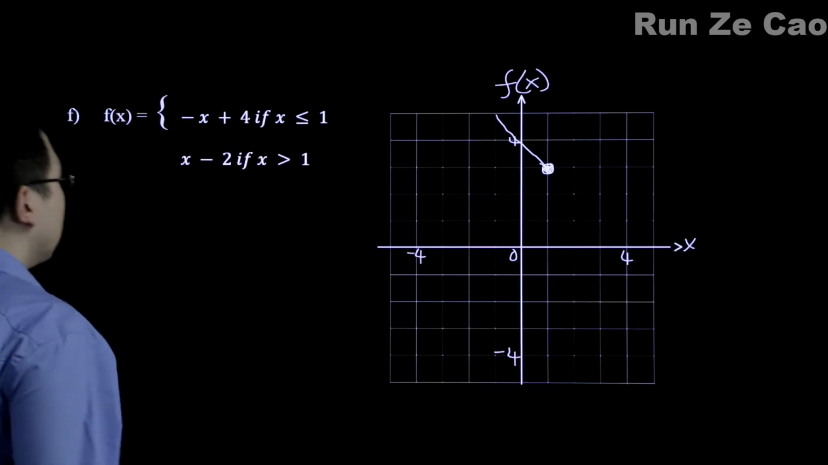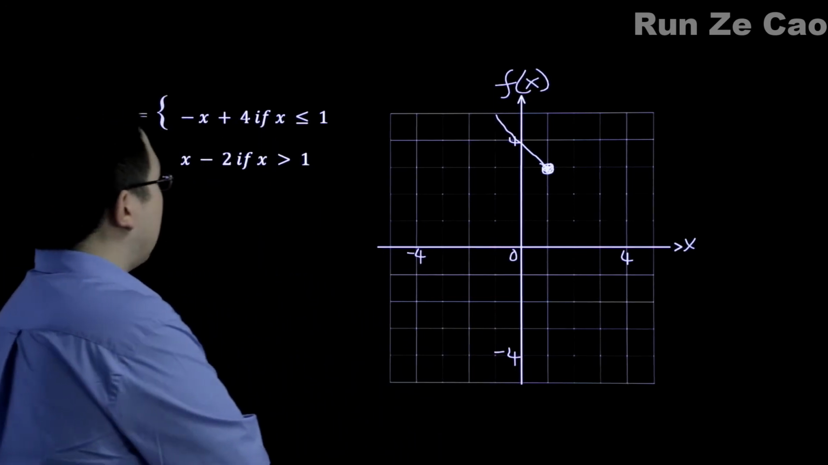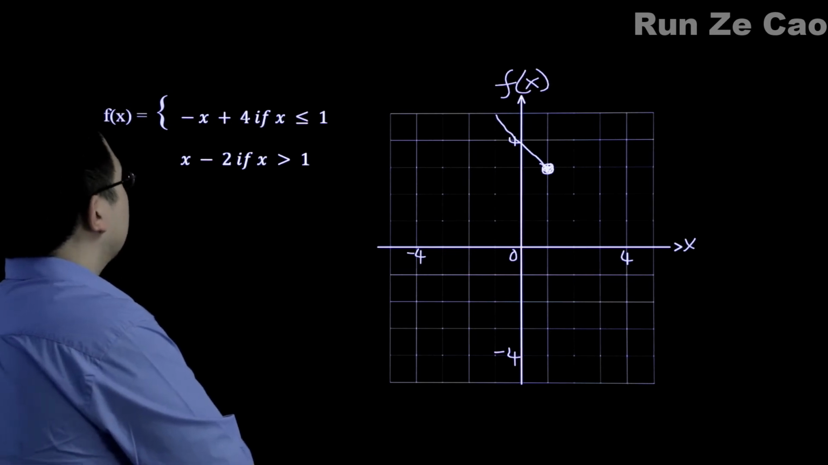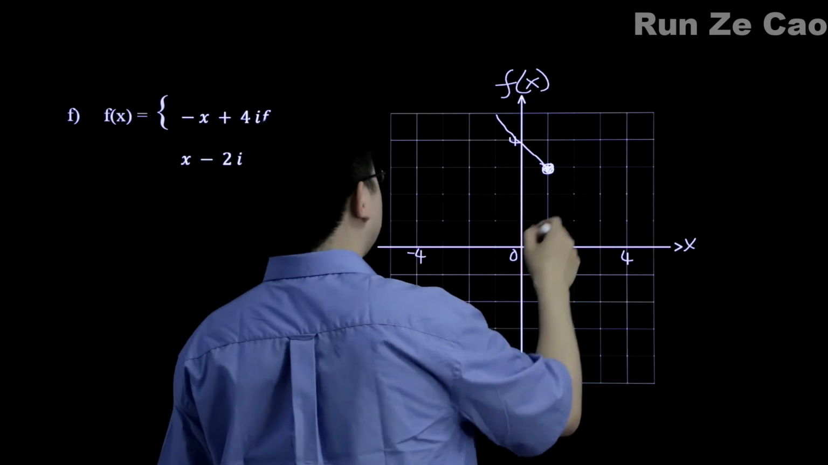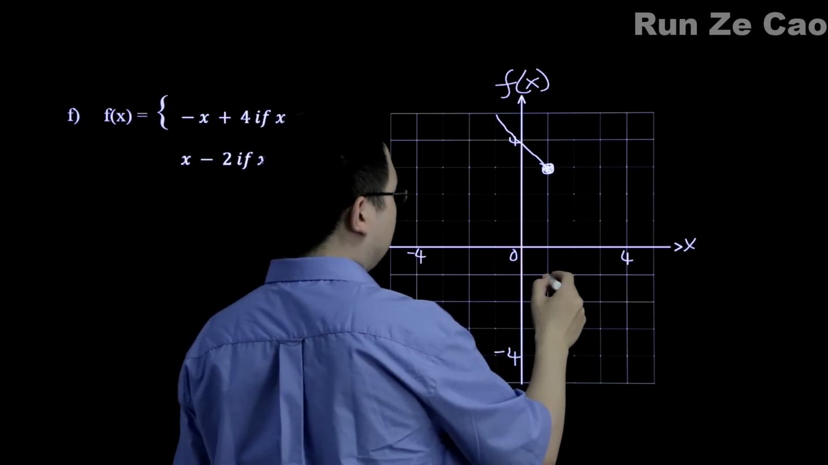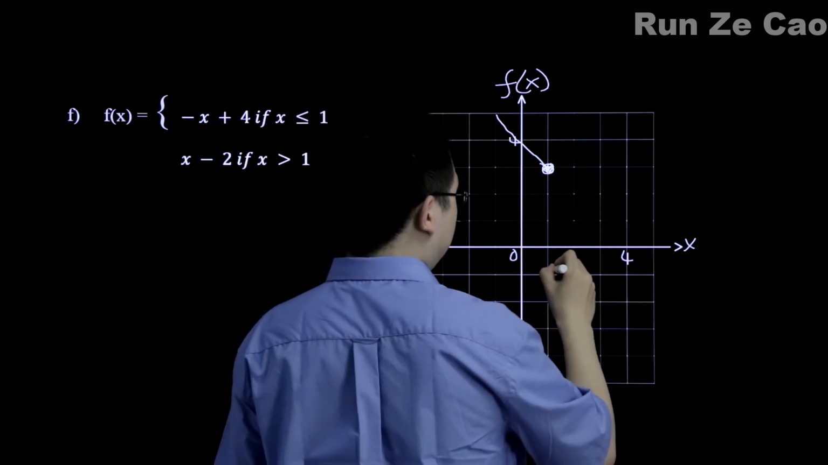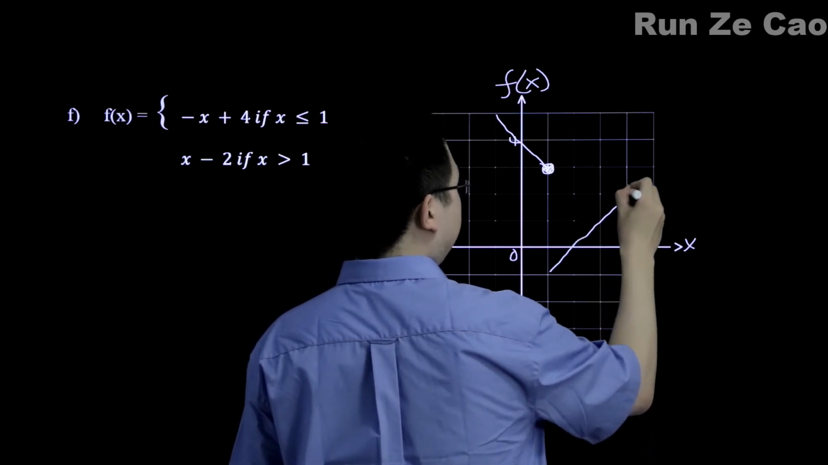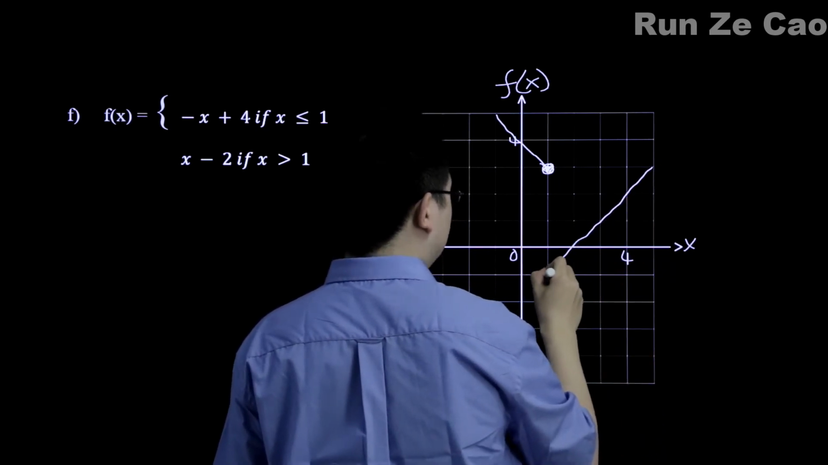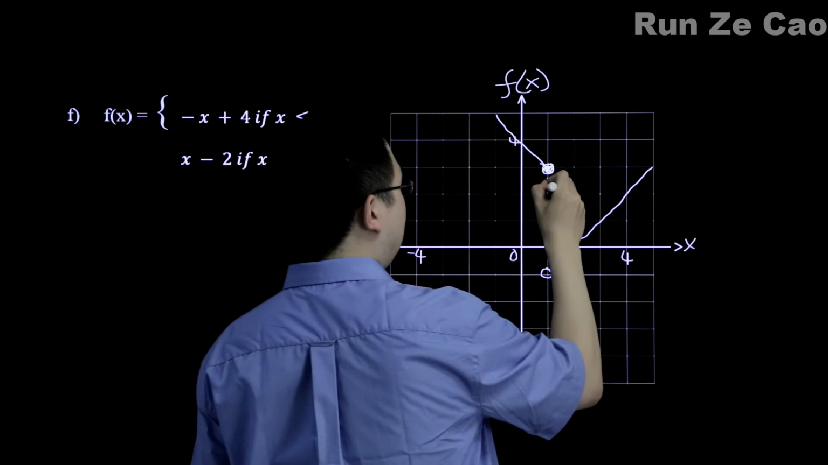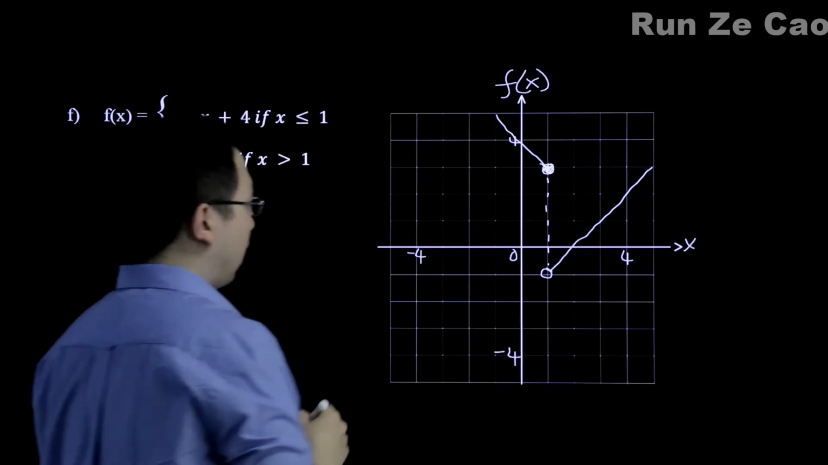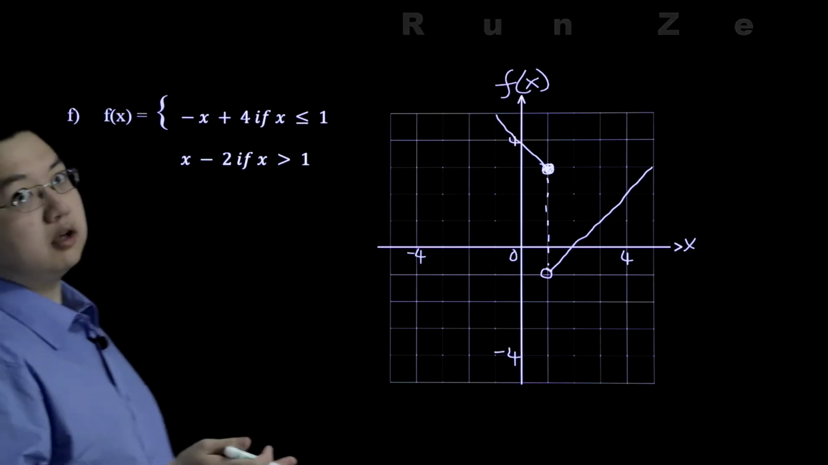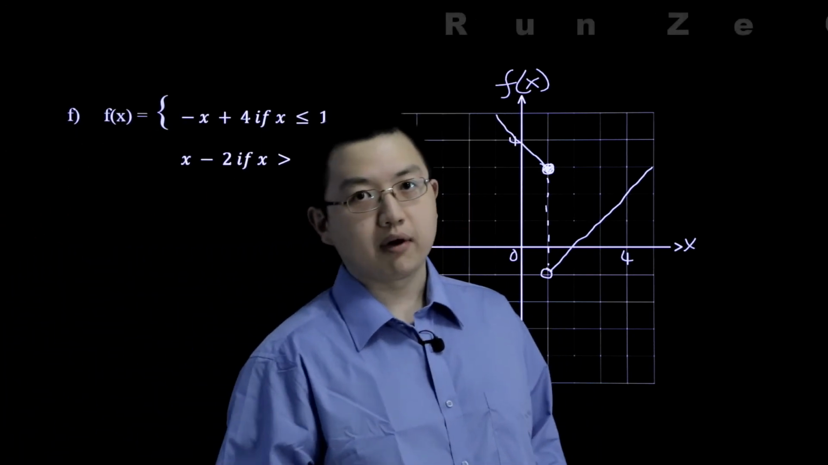So, x minus 2 if x is greater than 1. Well then, that means here we have 1, and minus 2 would be negative 1. And from there we go on up. Of course, we do note that we should draw a dashed line here to join these 2 points together. Otherwise, well, we wouldn't be able to denote the jump properly.